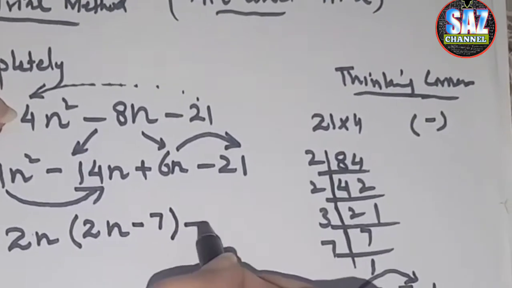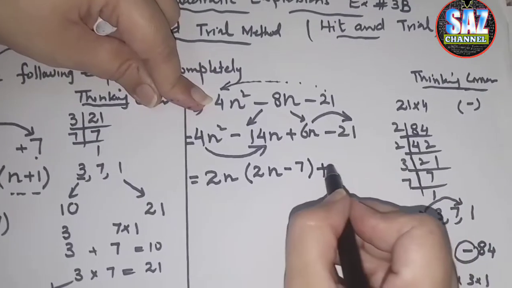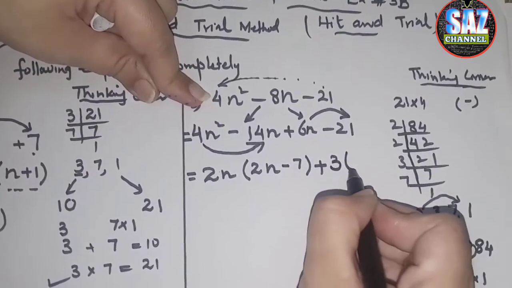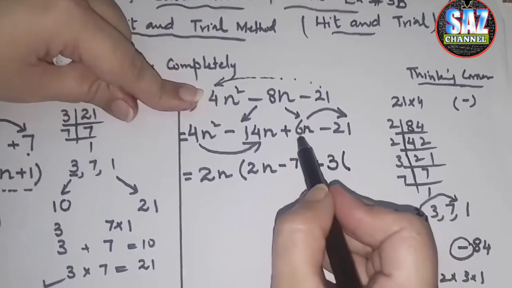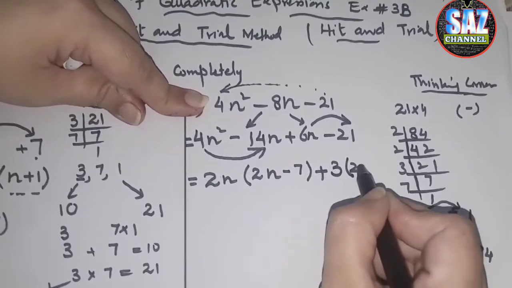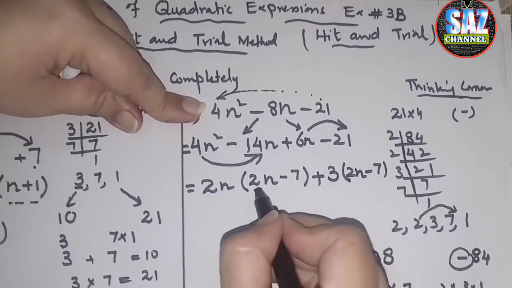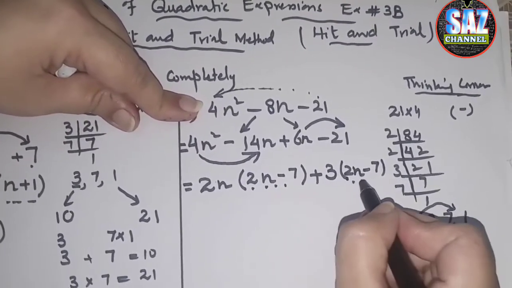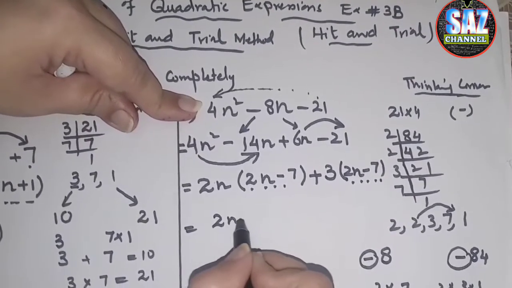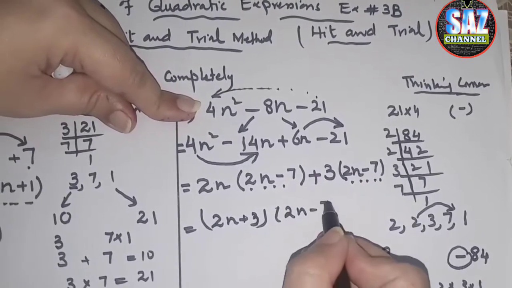Coming to the second group, I can see that from 6 and 21, 3 is common. I'll extract 3 out. Then I have to put the bracket, and then I have to think that 3 how many times will give me 6. That is 2n, and coming to the second term, minus 7. You have to observe carefully that this group is the same in both parts. I have to extract it out: 2n plus 3 and 2n minus 7.